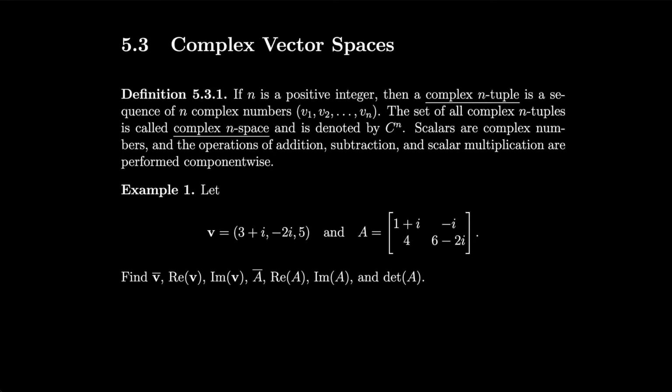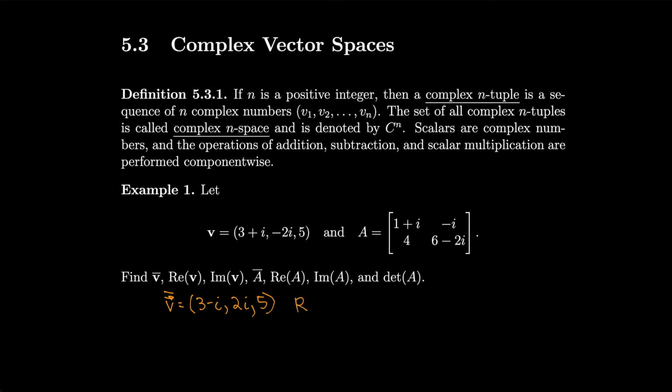So for example, let v be this complex vector right over here, and we'll let A be this complex matrix. Let's find V bar, real part of V, imaginary part of V, A bar, real part of A, imaginary part of A, and determinant of A. So for starters, V bar, which we'll say is the conjugate of V, is, instead of 3 plus i, 3 minus i, and instead of negative 2i, it'll be positive 2i, and then 5 just stays 5.